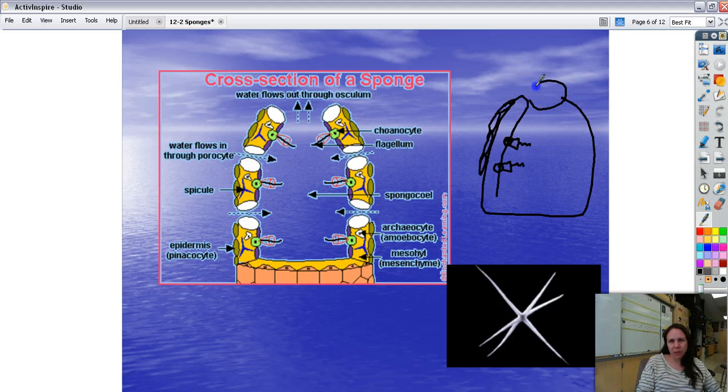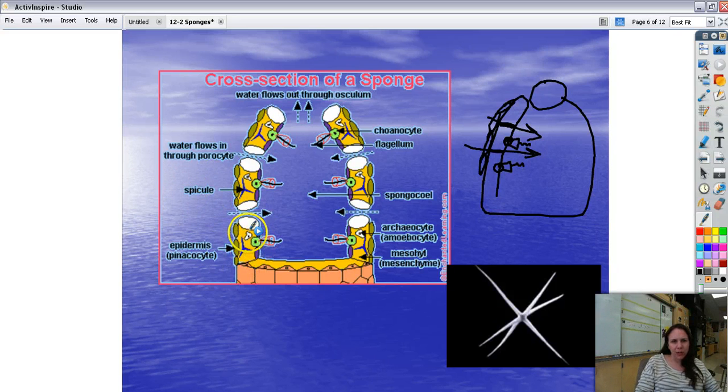The osculum is a big hole at the top here. There are smaller holes, if you can see, in between here. That's where the water flows in, like this. And we also have some extra special things. We have these blue spiky things. These are called spicules. Where's the word? There it is, spicule right there. We'll get into that in just a minute.